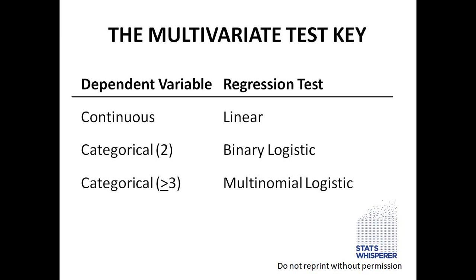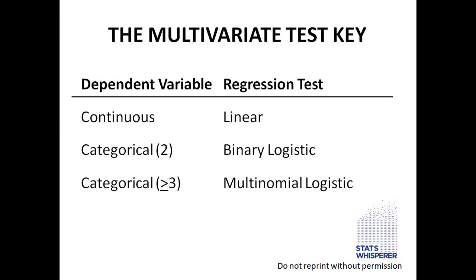So we have the multivariate test key corresponding to the bivariate test key. In the case of a continuous dependent variable, the first one here, the regression test is linear. Then the second line, in the case of a categorical variable with 2 categories, the regression test is binary logistic.